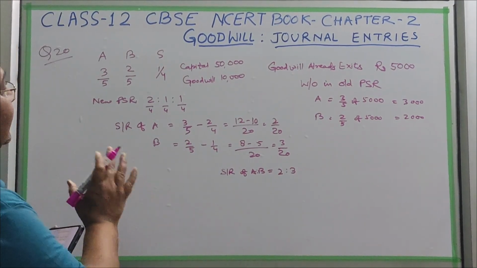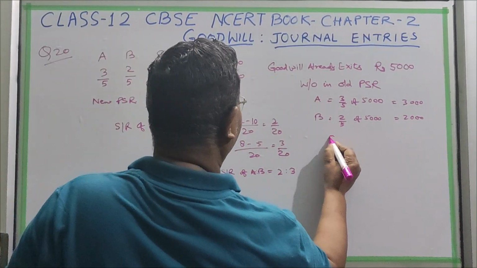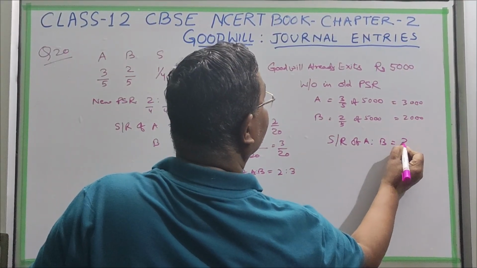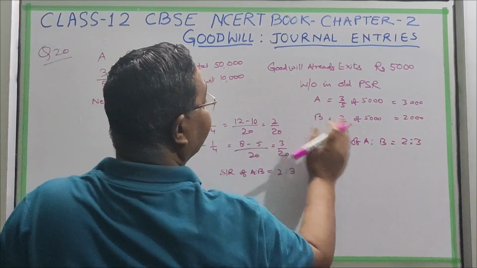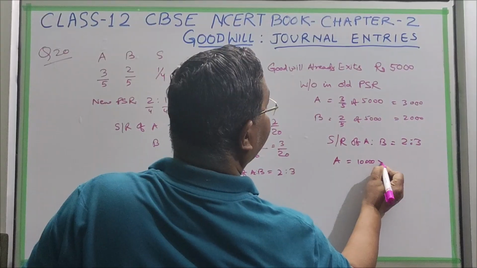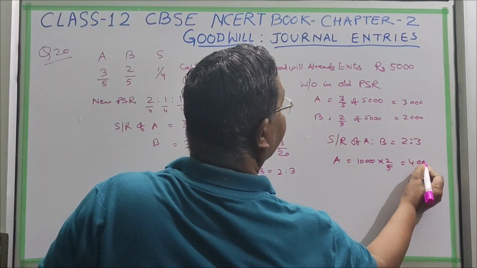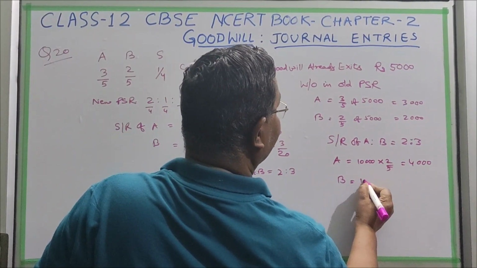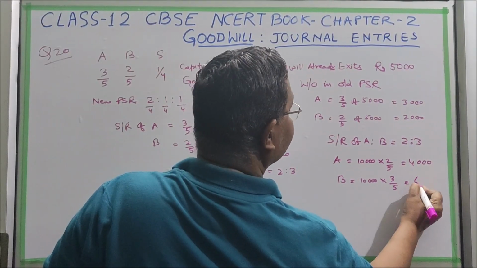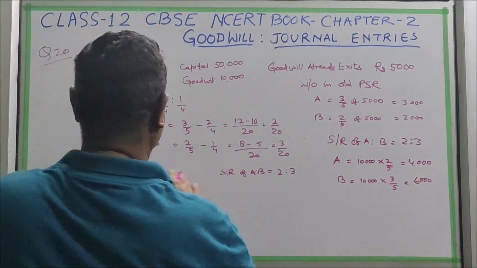Now you have to give the journal entries. Sacrifice ratio of A is to B is 2:3, and goodwill we will divide in this ratio. So A will get 10,000 into 2/5, which means 4,000. And B will get 3/5 of the 10,000 goodwill brought by the new partner, which means 6,000. So our calculations are ready. We will wipe this side and give the journal entries.